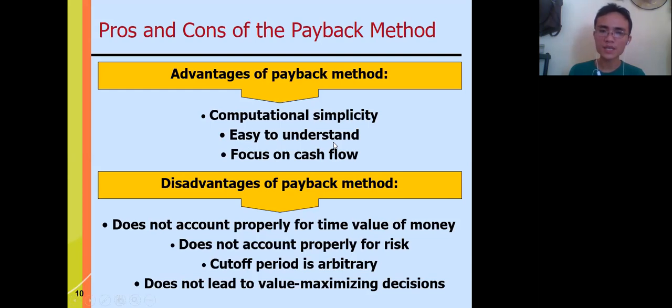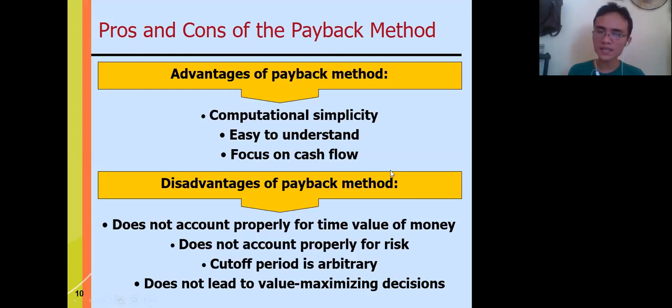So just compare it with the cutoff after computing. If it is lesser than the cutoff or equal, so accept. If it is more than the cutoff, then reject the proposal. And it focuses on cash flows, which is the setup and the concept and the focus in financial management, focus on cash flows. On the other hand, what would be the disadvantage or downside of the payback method?